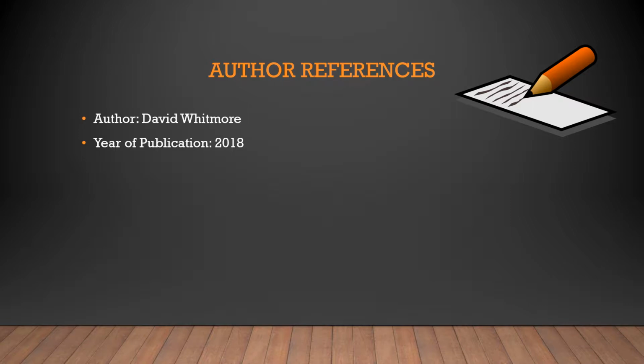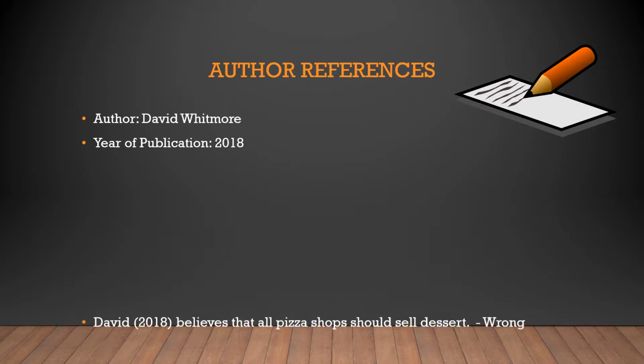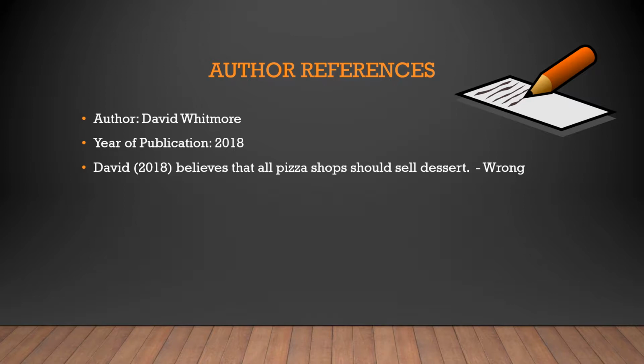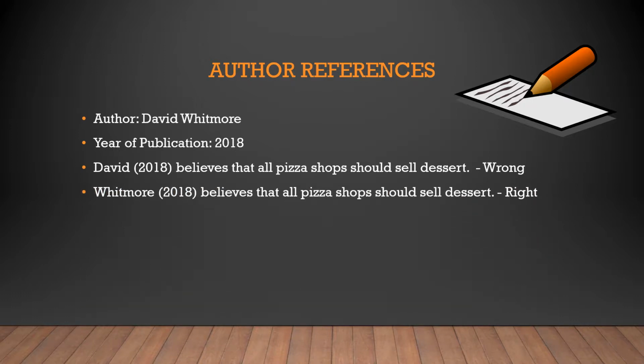All right, next, author references. Okay, so we have an author here. The author's name is David Whitmore, and he published something in 2018. So a big problem I see is that students will write the author's first name instead of their last name. So David 2018 believes that all pizza shops should sell dessert, okay? That's nice, but you should refer to David by his last name.